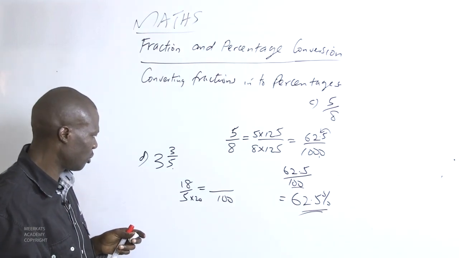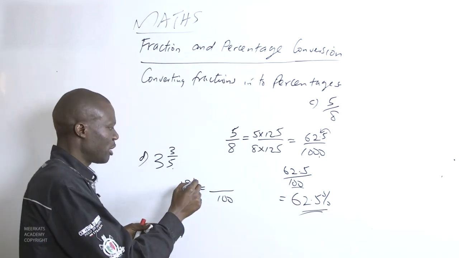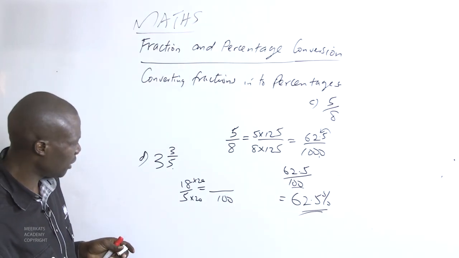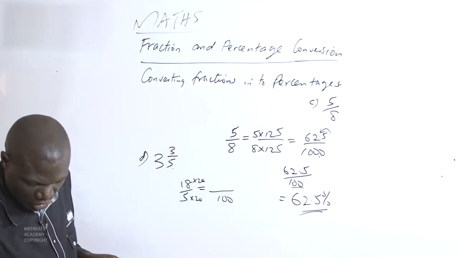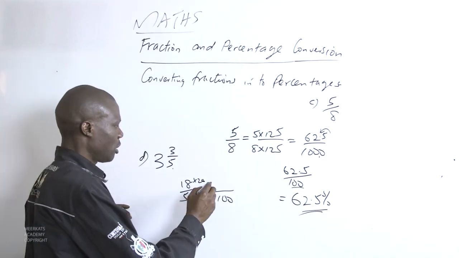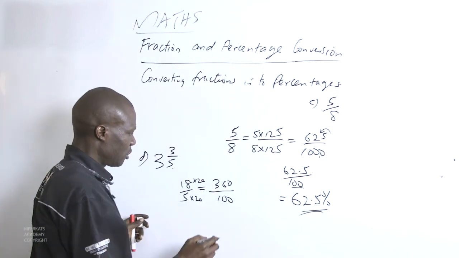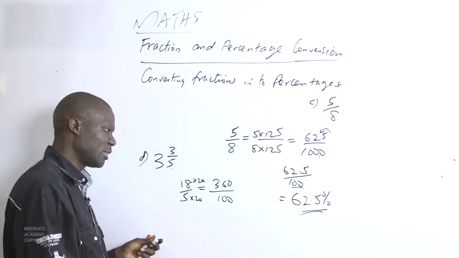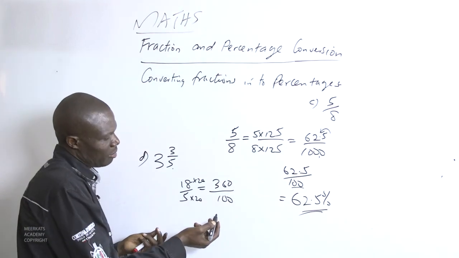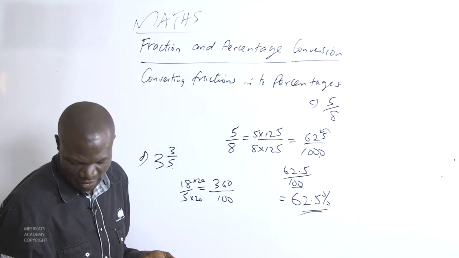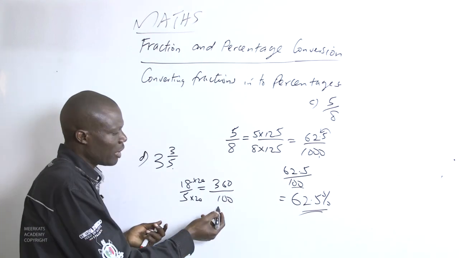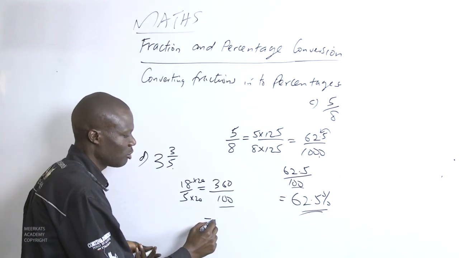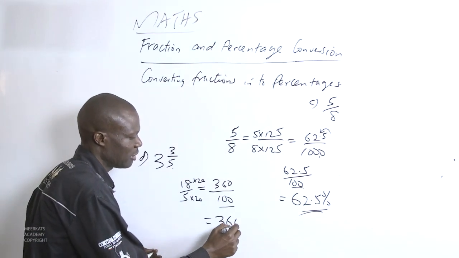I want to believe so. Multiply the numerator by 20. So when you multiply the numerator by 20, you'll get 360 over 100. Then automatically, 100 as a denominator is already telling us the percentage. Therefore, this one is 360%.